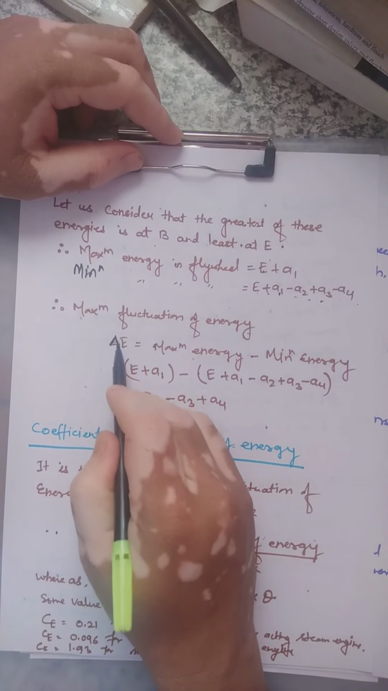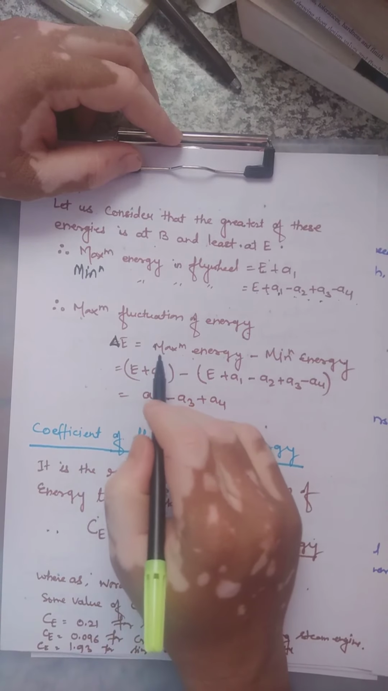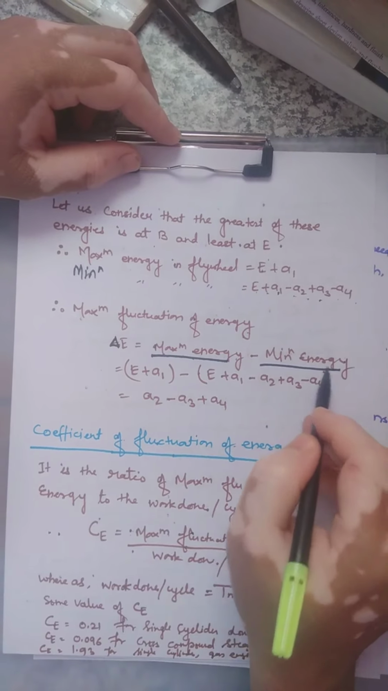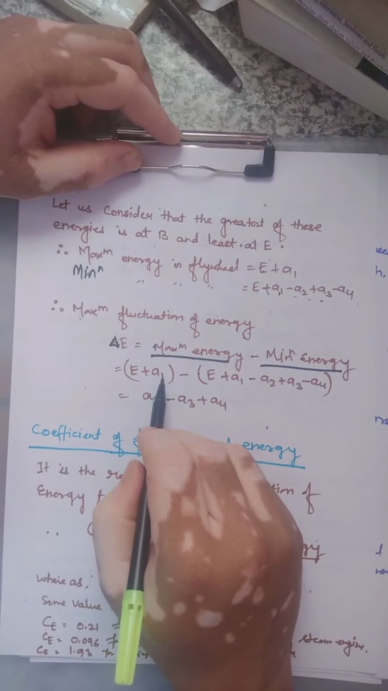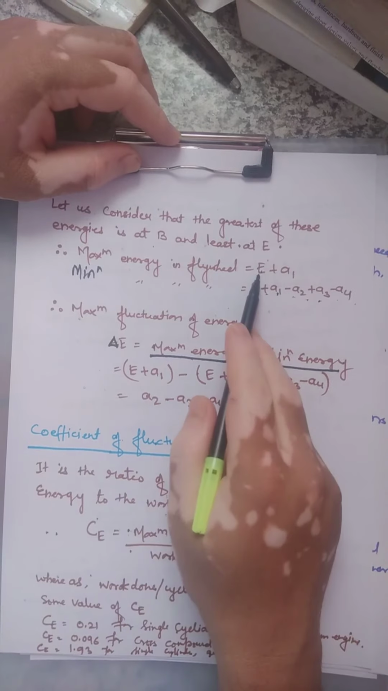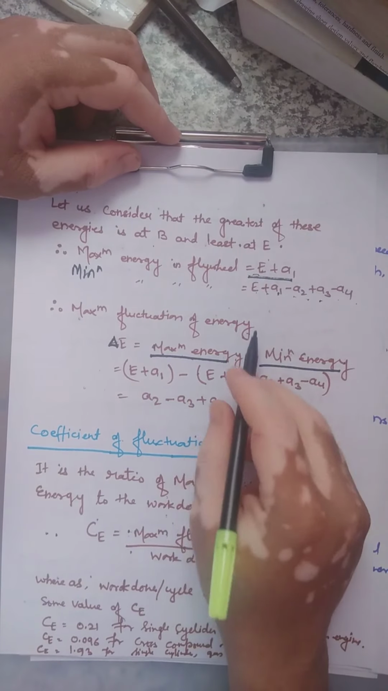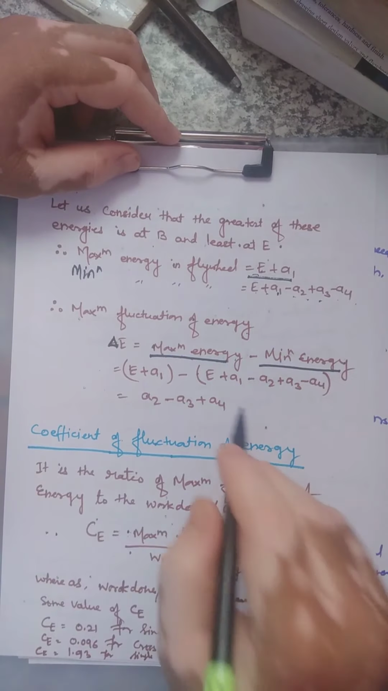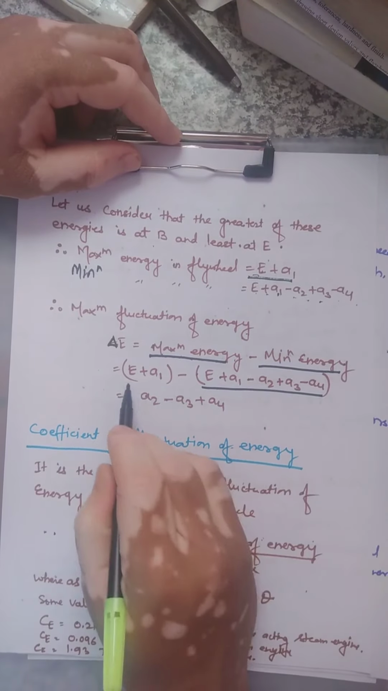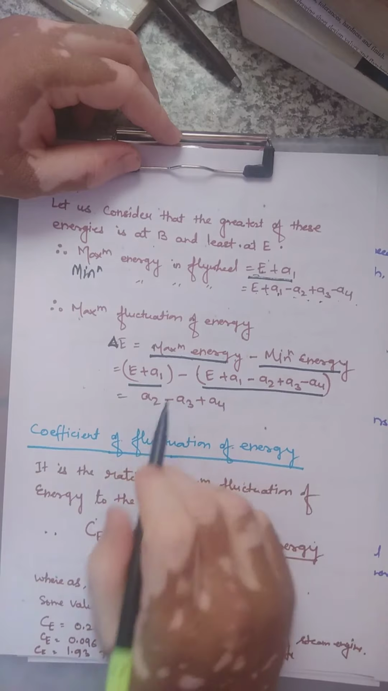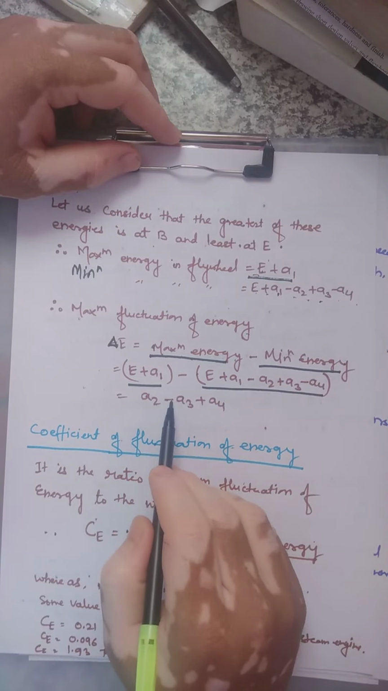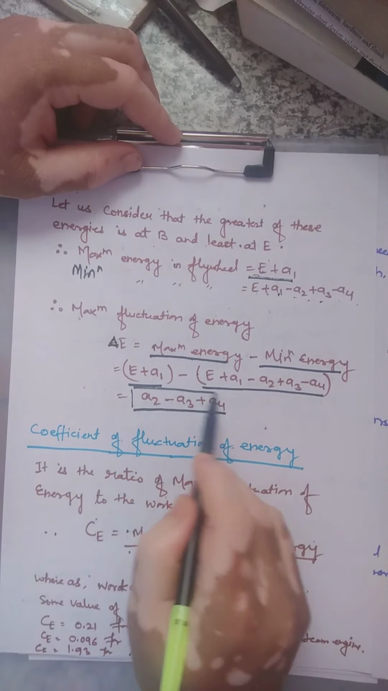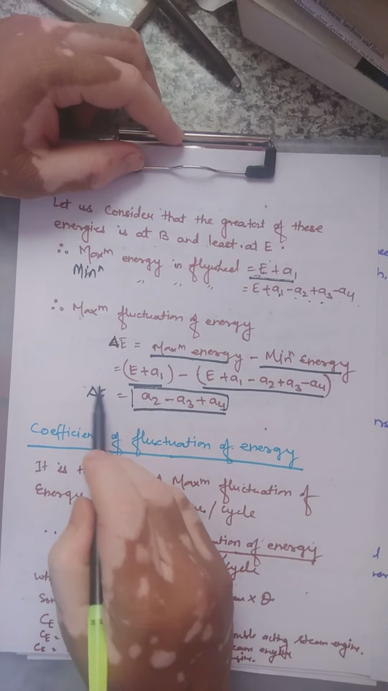Delta E, the maximum fluctuation of energy, is equal to maximum energy minus minimum energy, that is E plus A1 minus E plus A1 minus A2 plus A3 minus A4. This is the maximum, this is the minimum. When we solve it, we get A2 minus A3 plus A4, this is our fluctuation of energy, that is delta E.